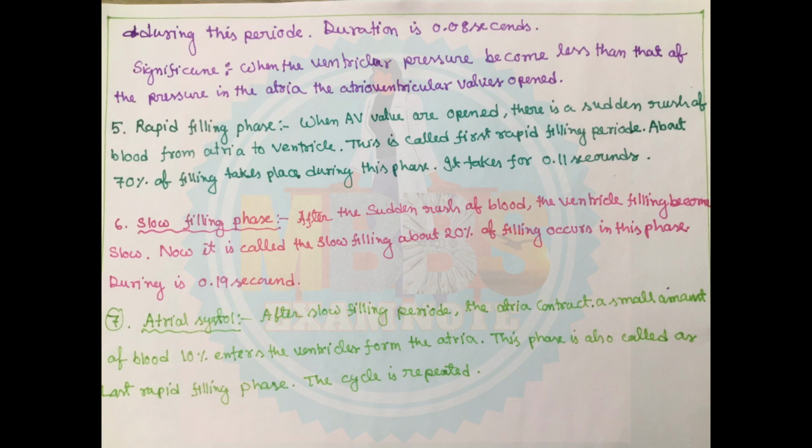After the slow filling period, the atria contract and a small amount of blood, about 10%, enters the ventricle from the atria. This phase is also called the last rapid filling phase, and the cycle is repeated.